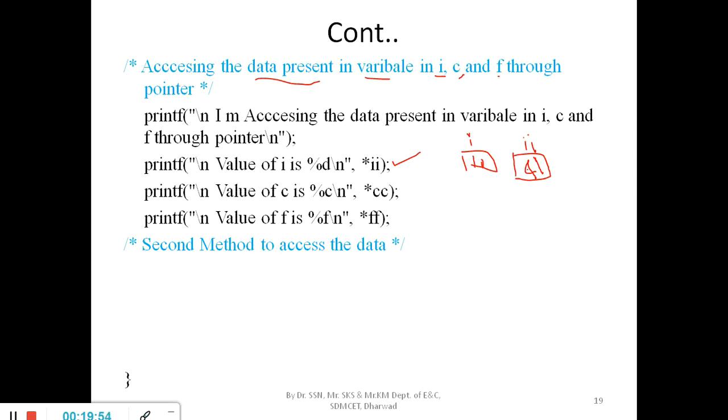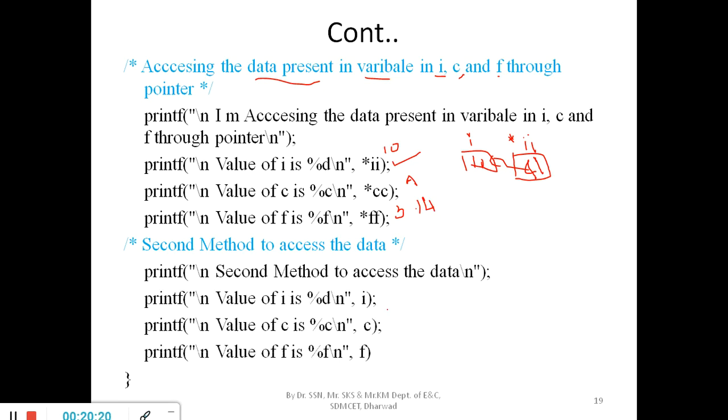Now when I say star, it means it moves to this particular address, and the value at this address is nothing but 10. So here 10 is going to be displayed, here A is going to be displayed, here 3.14 is going to be displayed. It is as simple as that. Now tell me, what is the second method to access the data? It is very simple: I simply use i, c, f directly.